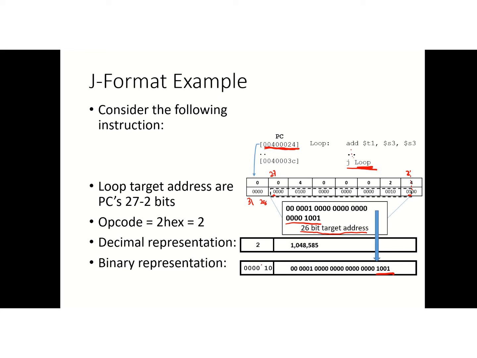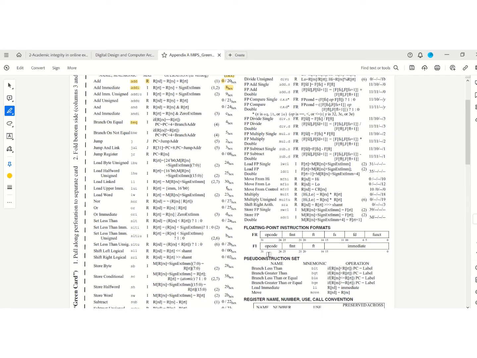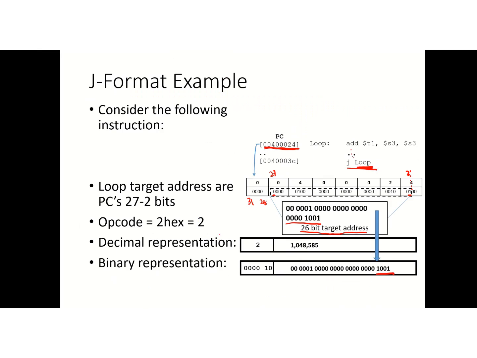And then the opcode for jump is this. Jump is 2 hex. Now, 2 hex means 000010, because it is 6 bits, right? So this is the binary representation of the J format.